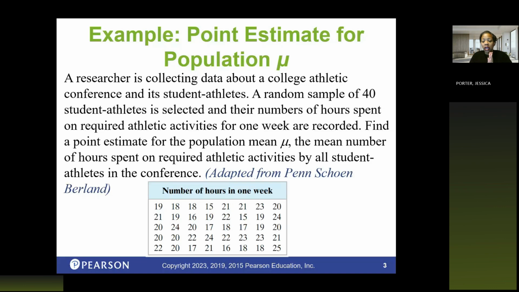Let's see how this works. We've got a researcher. He's got a random sample of 40 student athletes, and he's recorded their number of hours spent on required athletic activities for 1 week. And we're going to find the point estimate for the population mean mu. So the population would be all the student athletes, right? This is only 40. So we're using the sample to estimate the mean number of hours spent on this required athletic activity. So all we're doing is finding the mean.